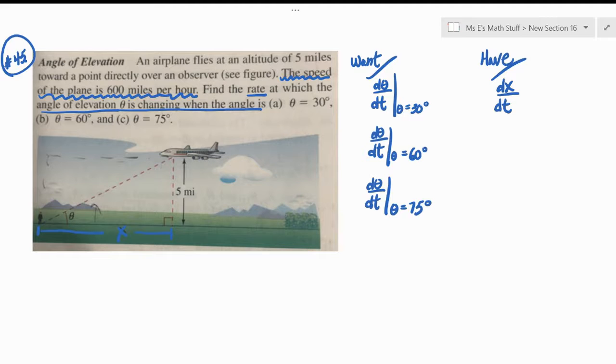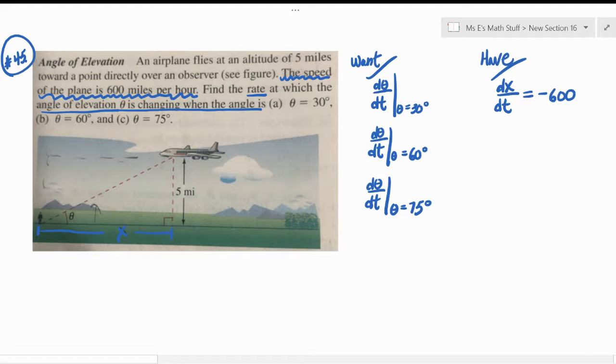So with that said, x is the horizontal distance between the plane and that person there. I don't know how to word that, I hope it makes sense. X is decreasing as the plane flies toward the observer. So I would say negative 600 there for that part.